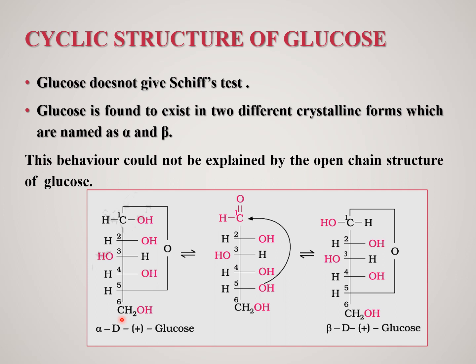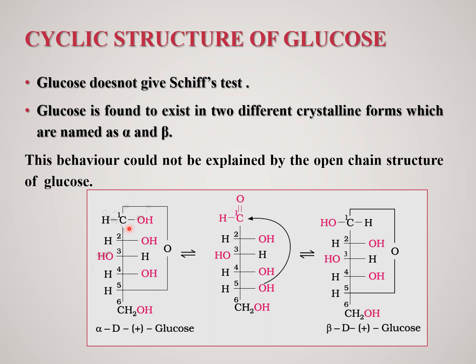Let us concentrate on carbon number 1. Carbon number 1 is called the anomeric carbon. Why? Because it is the carbon 1 which was previously the functional group aldehyde, and it is only that carbon from where the ring structure has started. So it is called the anomeric carbon.